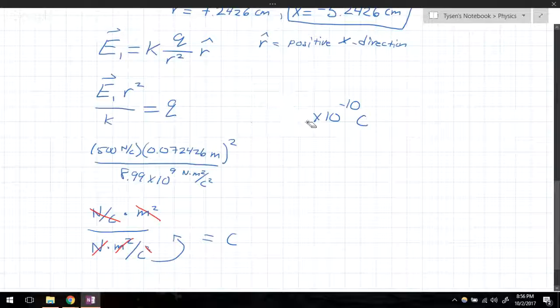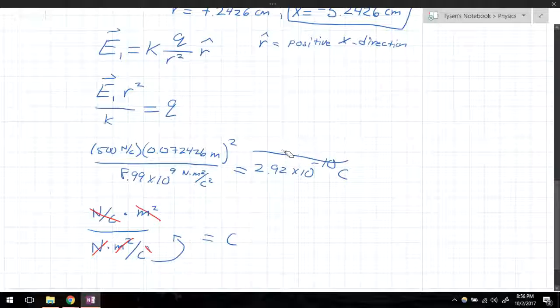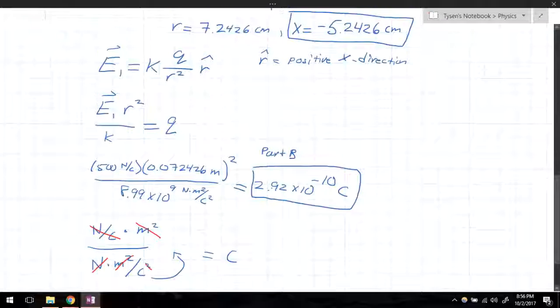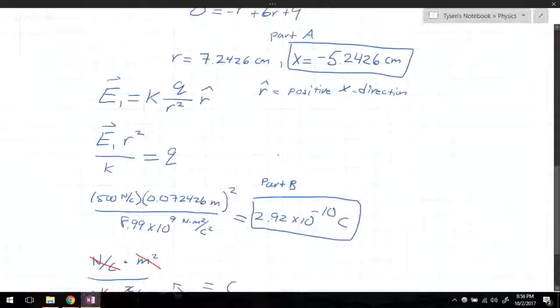And that will come out to 10 coulombs. So that is the charge of our field. Below there you can see our unit analysis to make sure that we are doing things right, and it does come out as coulombs. So that is part A and part B all together.